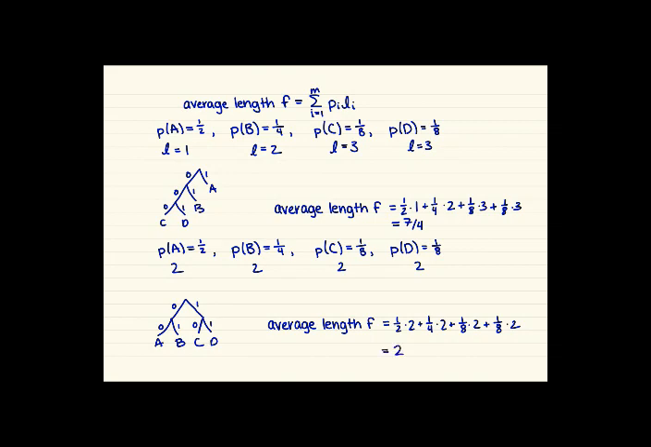So here we see that the average word length here is 2, and the average length for the first tree, for that Huffman code, was 7/4. So we can see by that measure the first encoding is more efficient, like we had expected based on what we were trying to figure out with Huffman codes.